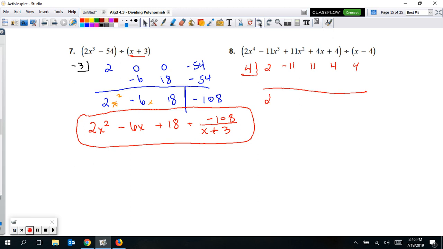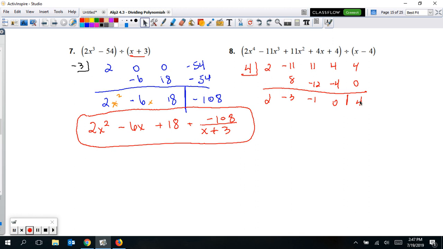And then 4 times 2 is 8. And then you subtract that, and you're going to get negative 3, which is now negative 3 times 4 is negative 12. We're going to subtract again here, get negative 1. Negative 1 times 4 is negative 4. Subtract again, and we're going to get 0. 0 times 4 is 0, and 0 and 4 make 4 for the remainder number.